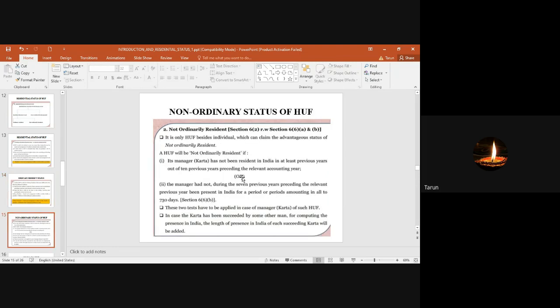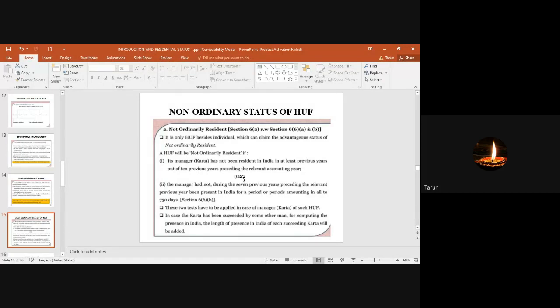Now we talk about the not ordinary status of HUF. It's very simple. If any resident HUF has not satisfied the two additional conditions, it becomes a not ordinary resident of India. Right? The HUF is called a resident of India, but if the Karta hasn't satisfied the additional conditions, that HUF will become a not ordinary resident of India.